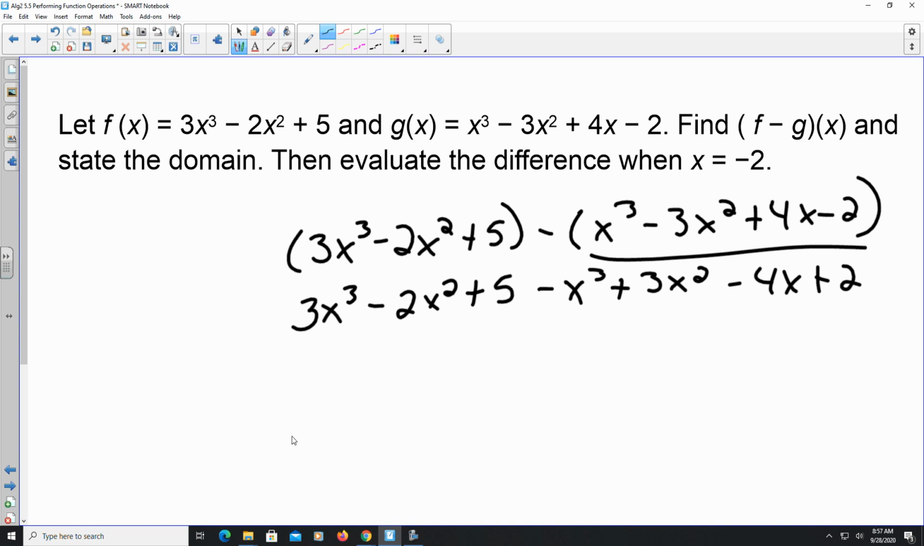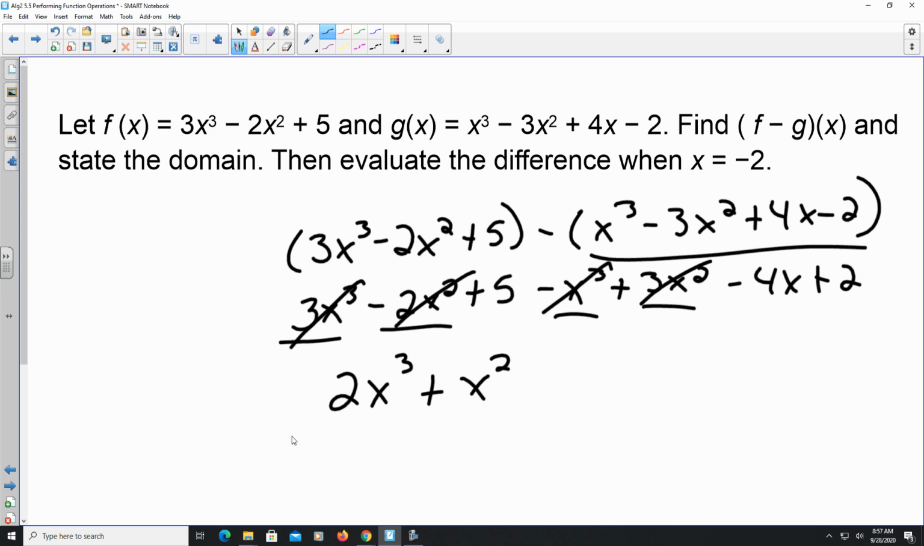So, as we look through this, we have like terms here and here. So now this is 2x cubed. Cross out. The x squared terms are here and here. So now I have plus x squared.